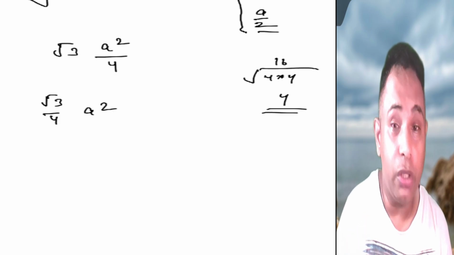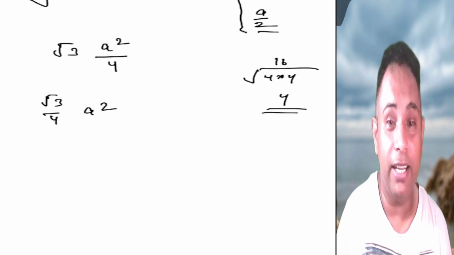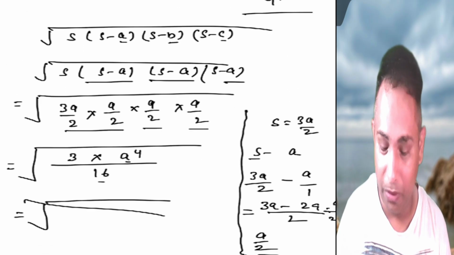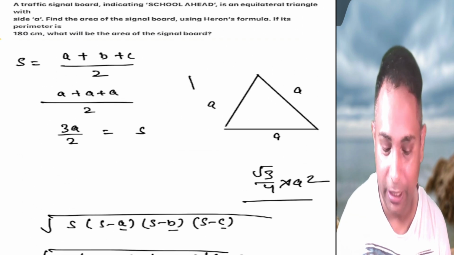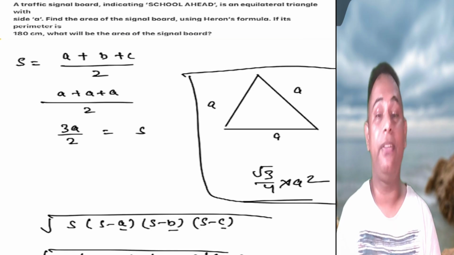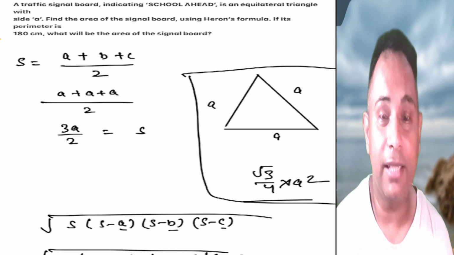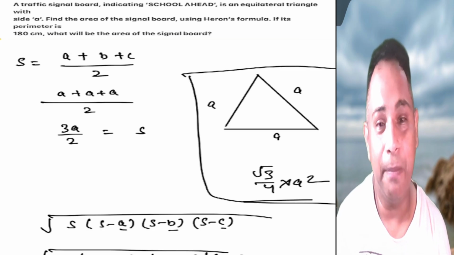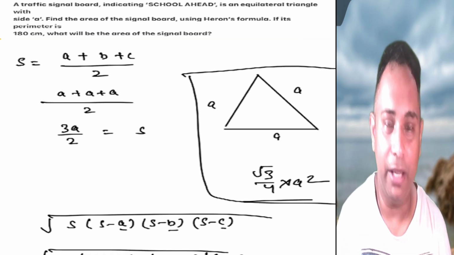This was the formula of an equilateral triangle to calculate its area, which we solved in the very first instance. It is root 3 by 4 A square. So by solving even with Heron's formula, we get the same output, because in mathematics, you take any way, the path will be different but the answer will be the same. So we have learned this today.